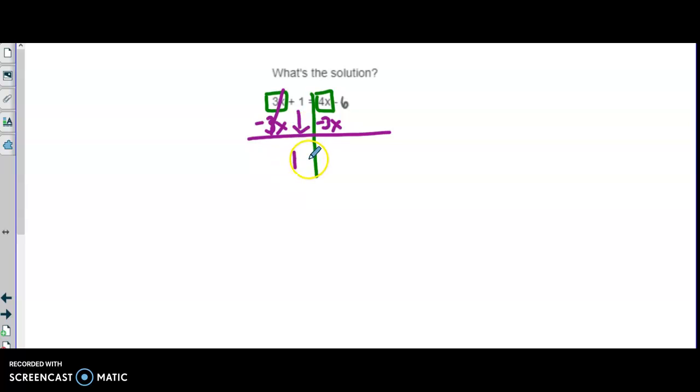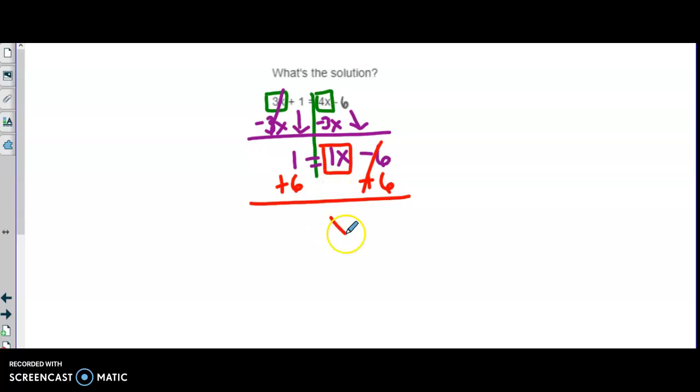So I'm left with 1 equals 4x take away 3x is 1x. And again, it doesn't matter whether you put that 1 there or not. But we are trying to get x by itself. So now I look on the side that has x and I need to get rid of negative 6. The opposite of minus 6 is to add 6. So I'll add 6 to each side and I'll get x equals 7.